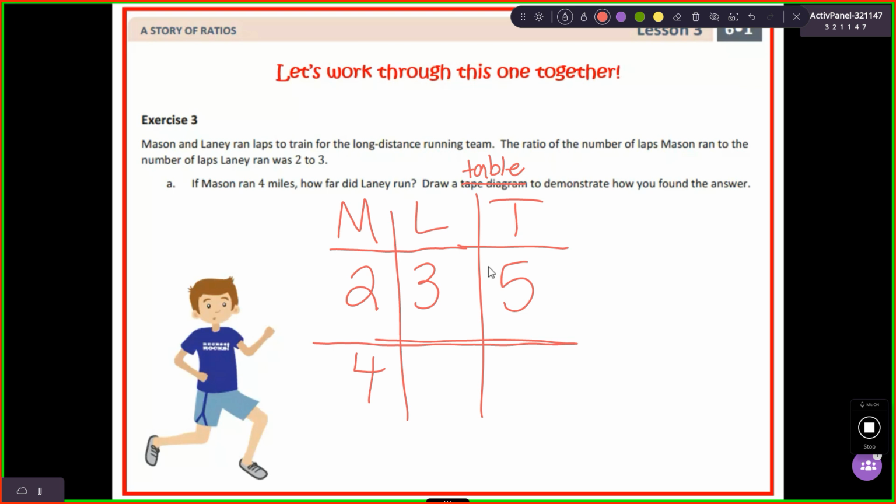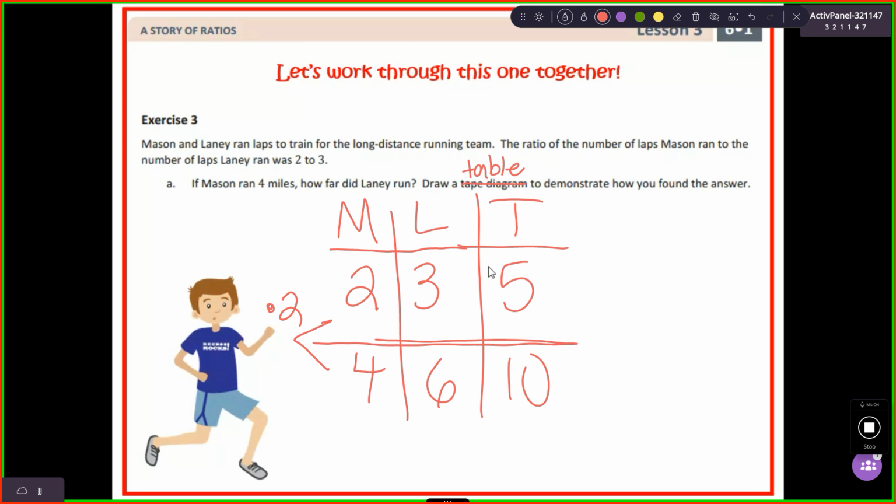We go from little to big, so we are going to multiply, but if you don't know what 2 times what equals 4, it's okay. Put it in your calculator. 4 divided by 2 is 2. So 2 times 2 is 4, and if I do it to that column, I have to do it to every single one. So 3 times 2 is 6, 5 times 2 is 10. So now that I know that, I can answer my question.